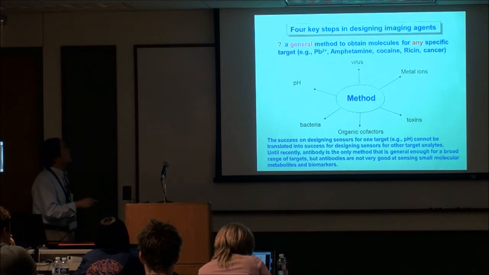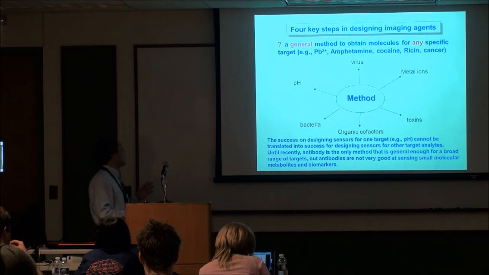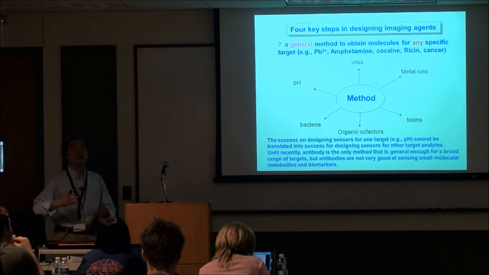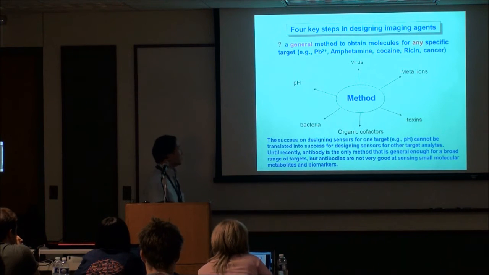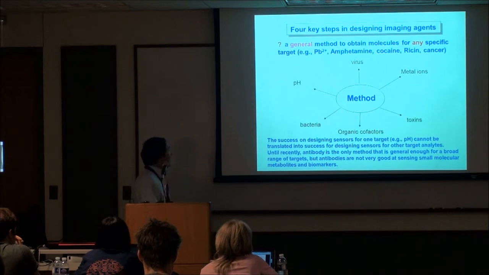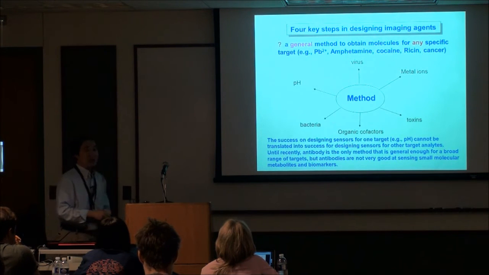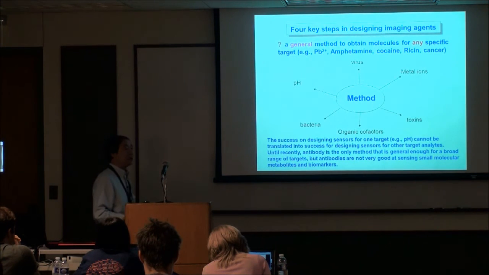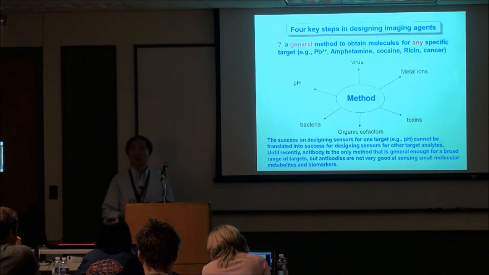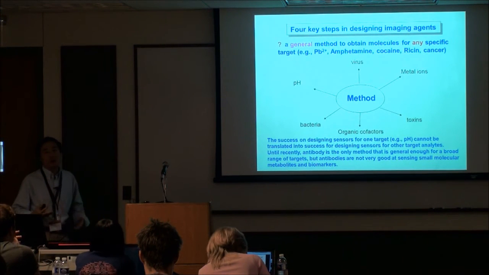First of all, can you actually have a general method? On one hand, you can detect pH, you can detect viruses. At the same time, you can apply the same method to metal ions, toxins, organic cofactors, bacteria, and so on and so forth. That's really the key. Again, as mentioned earlier, until recently antibodies have been pretty general. That's why they've been dominating the whole diagnostic imaging market. But as mentioned, they're not very good at detecting small molecular markers. How do we overcome that?